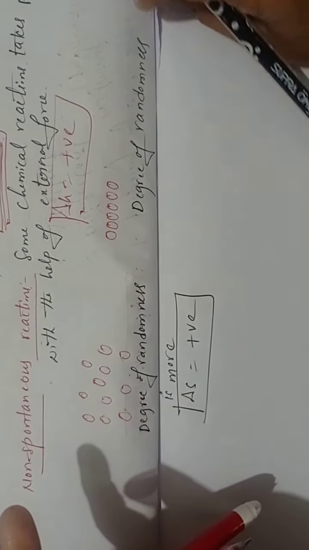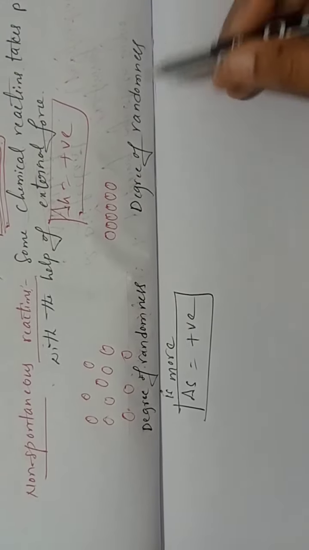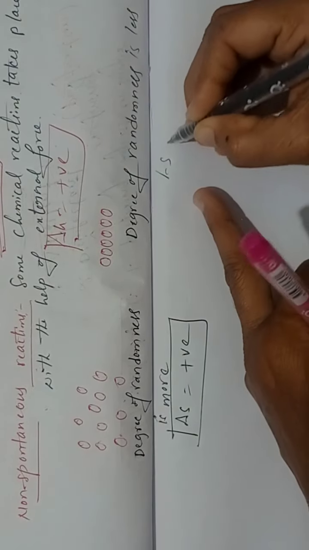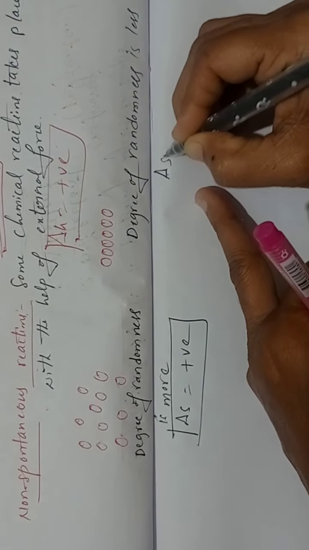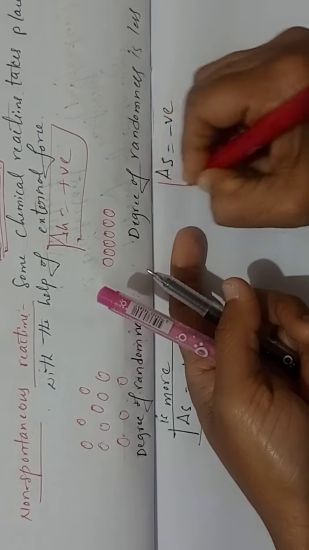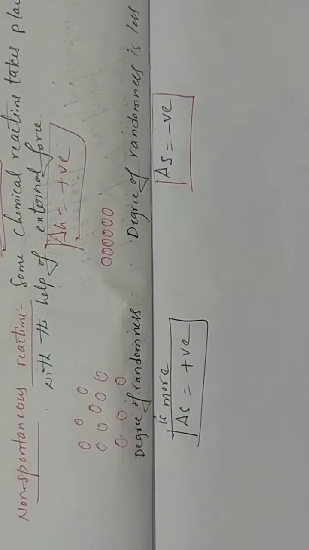Degree of randomness is less. Clear, students? So degree of randomness is less here. In this case, degree of randomness is less, so that's why delta S value, the change in entropy, is negative, students. Are you understanding? Change in entropy is negative.